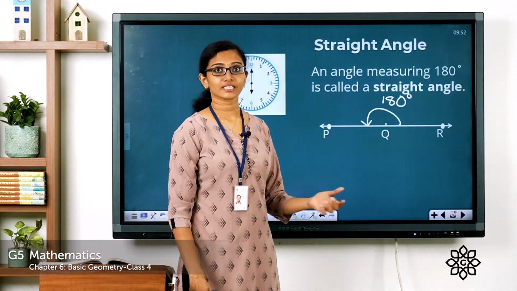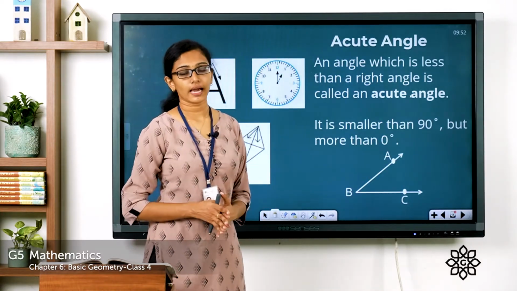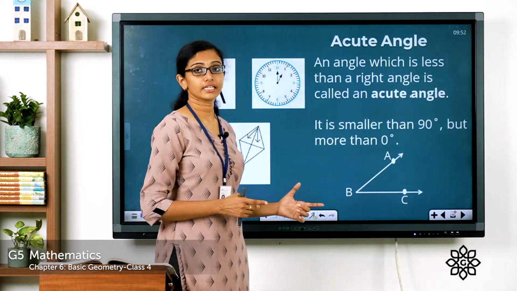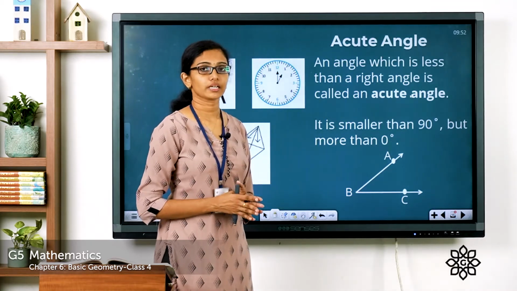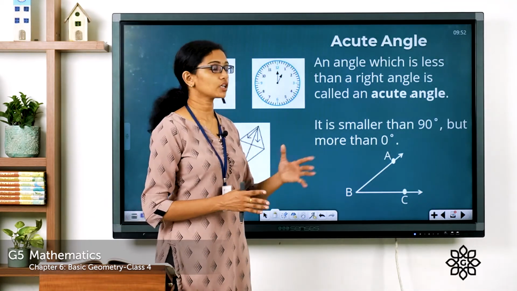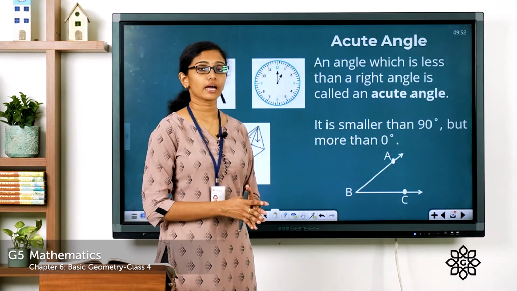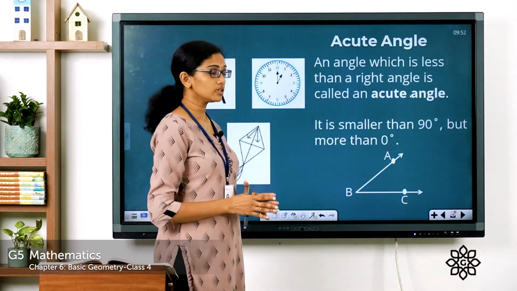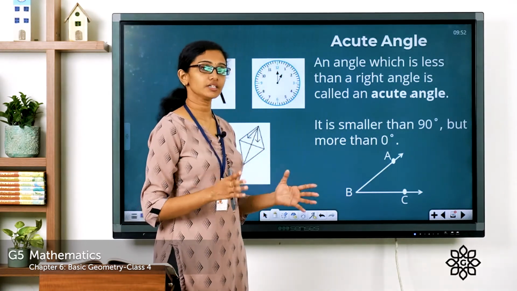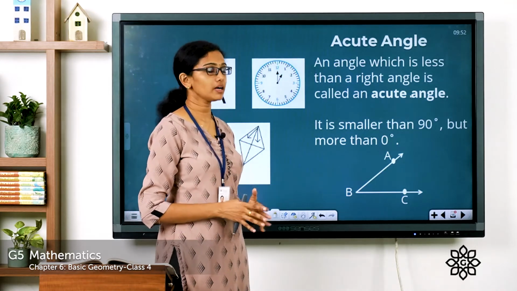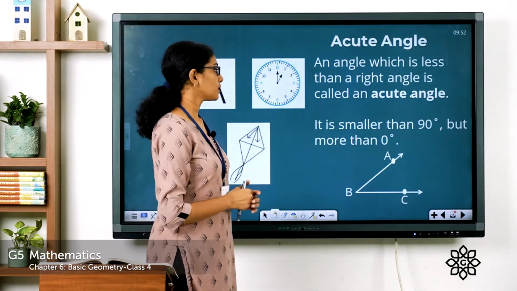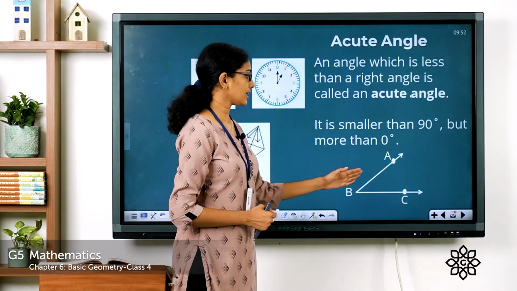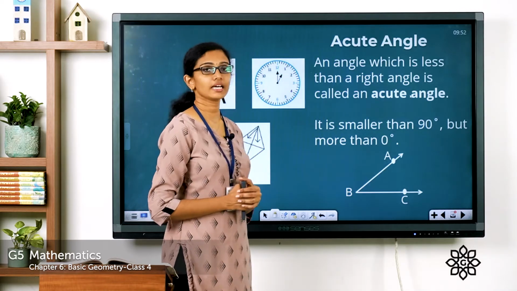Now we will see the next type of angle. It is called the acute angle. An angle which is less than 90 degree but greater than 0 degree. Such an angle is called an acute angle. So the measurement of an acute angle will be between 0 degree and 90 degree. An angle which is less than a right angle is called an acute angle. Remember, it is smaller than 90 degree but more than 0 degree, like in this case. See, the angle ABC which has a vertex B is an acute angle.